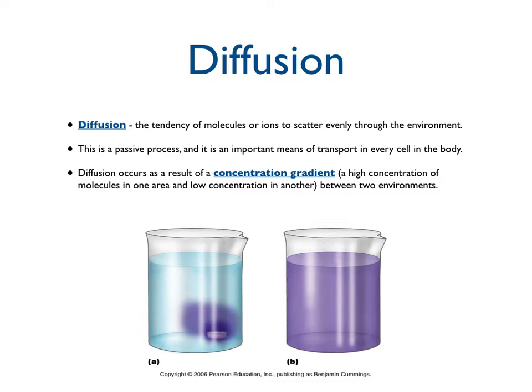So to recap, diffusion is a passive process in which molecules or ions move from an area of high concentration to an area of low concentration until an equilibrium state is reached.